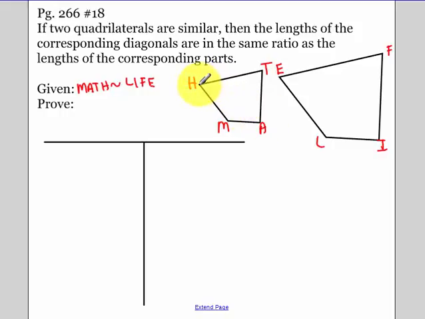And I'm trying to prove that our diagonal, so I've just drawn one diagonal in each one of our quadrilaterals. So we're trying to prove, say, HA is to EI, the diagonals are proportional to, let's just pick one set of sides. So I'm going to say MA over LI.